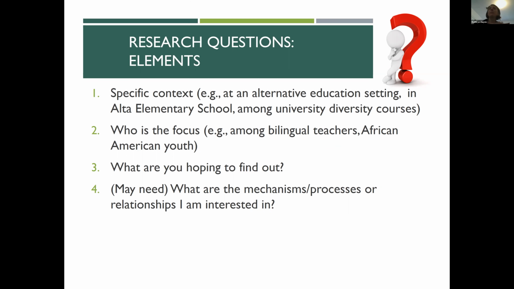Then you want to be specific about who is the focus, right? Is it bilingual teachers? Is it 3rd through 5th grade elementary science teachers? Is it African-American youth, right? So who is the focus of your study? And then of course, what are you hoping to find out? So what are the main constructs and main ideas? You also may need mechanisms, processes, or relationships. So as you brainstorm research questions, think about, is there a mechanism I'm interested in? Is there a process I'm interested in? Is there a relationship that I'm interested in?